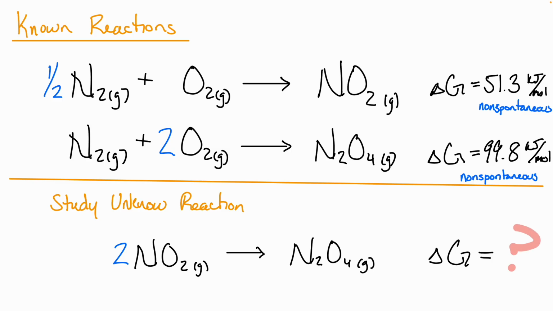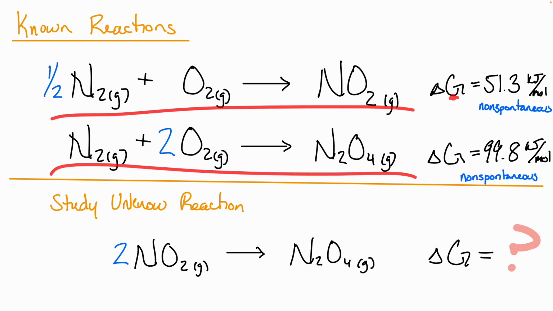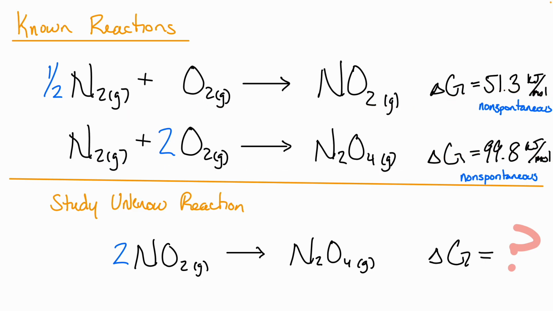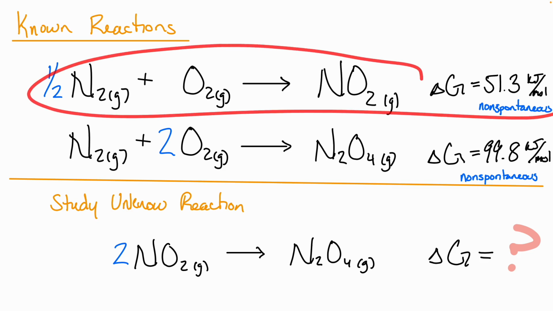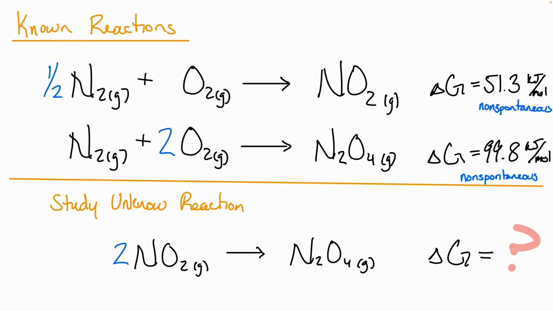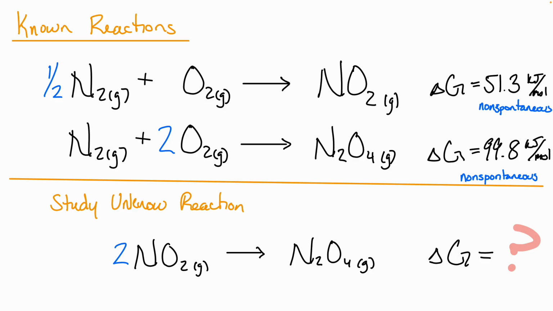All right, so this is the name of the game. We got two reactions that we've studied before. We know what their delta G is. What we don't know is the delta G of this unknown reaction. And what we're going to do is combine these two known reactions in such a way that will allow us to figure out what that delta G value is. All right, so first of all, my product N2O4, I'm going to take this reaction as it is. I'm just going to copy and paste it, along with that delta G value as well.